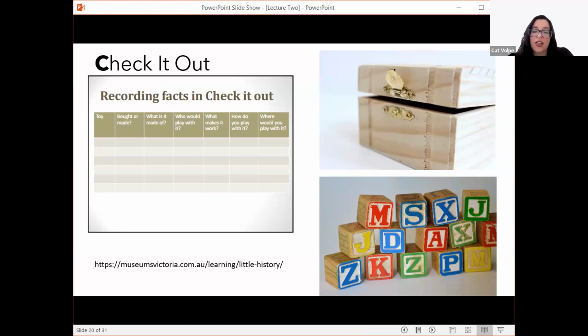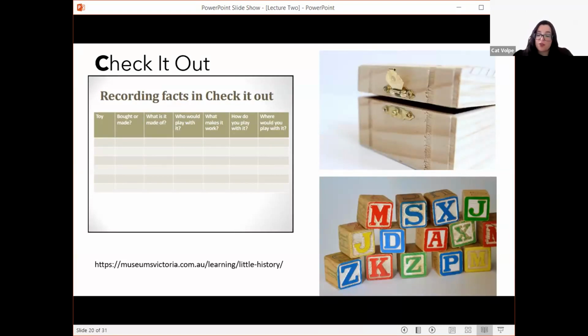So in the check it out stage, teachers need to ensure that students can actually access information that they need to answer the question. So this is where you are providing the information sources and you are guiding students on how to record that information. And this is where students are actually recording the information. So there's a lot of different skills that are involved with recording of information.